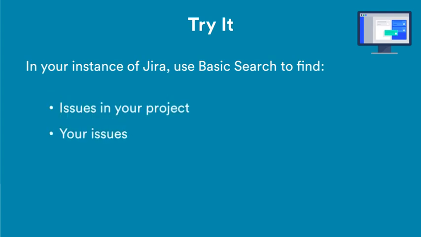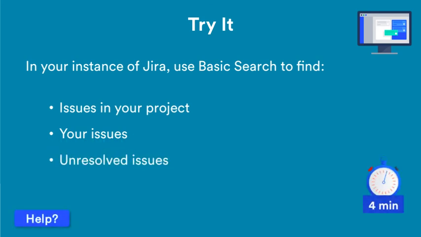Open your instance of JIRA and go to the Issue Navigator. Use the basic search to find issues in your project, your issues, and unresolved issues.